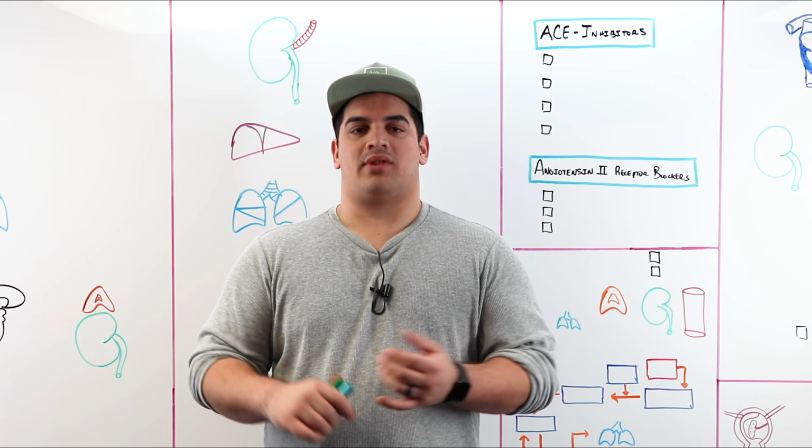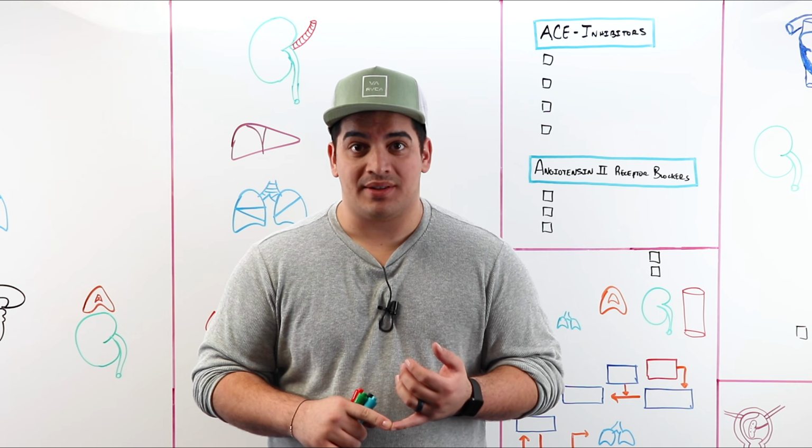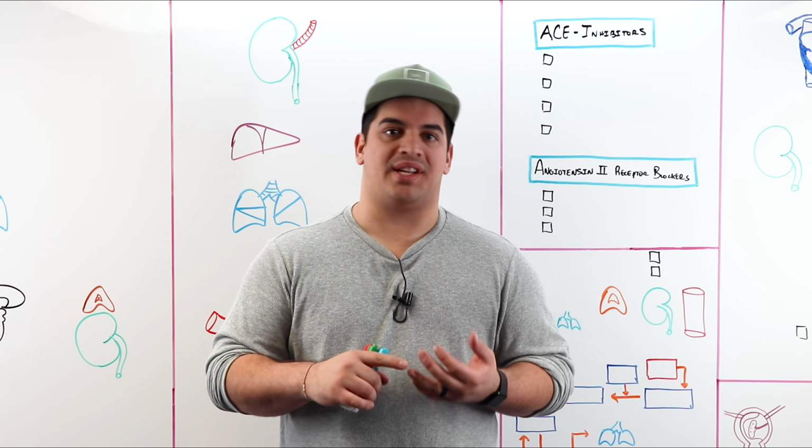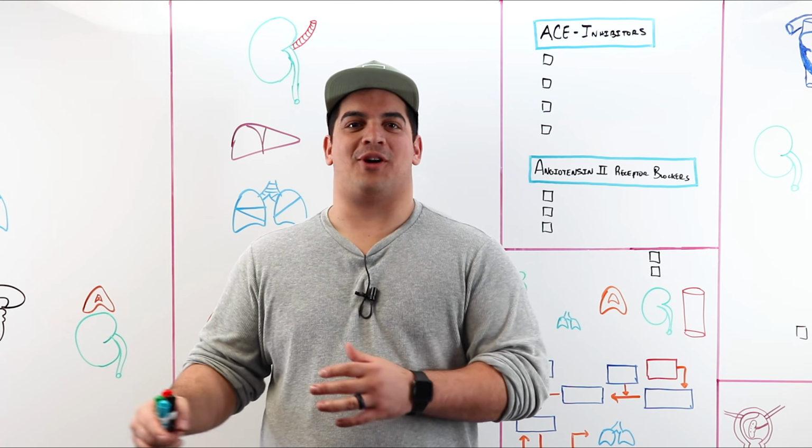Hi, Ninja Nerds. In this video, we're going to talk about angiotensin converting enzyme inhibitors, also known as ACE inhibitors, as well as angiotensin II receptor blockers, also known as ARBs. So let's go ahead and get started.